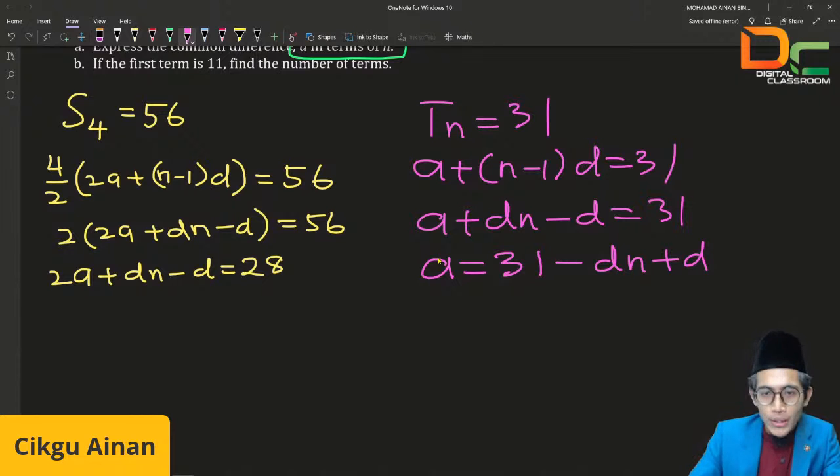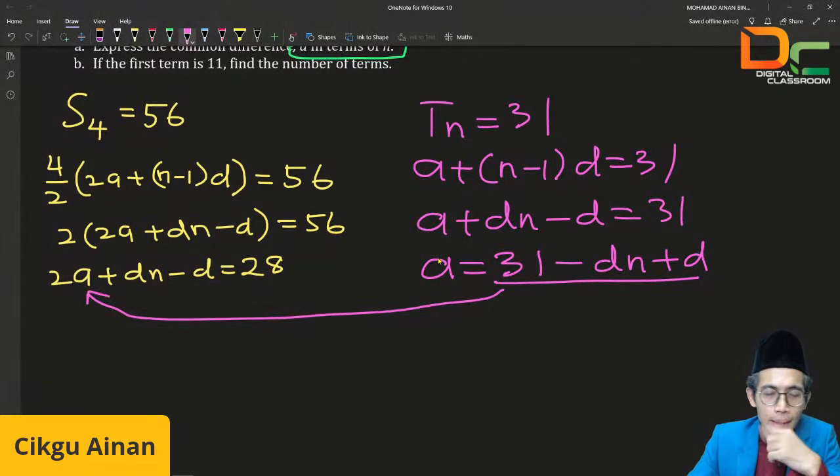Settle. Okay, now. Just now I said we have to express A in terms of something, right? So now we have got this A, this one. Okay, so what do we do? We substitute this A inside here. Why substitute A? Because we don't want A anymore.